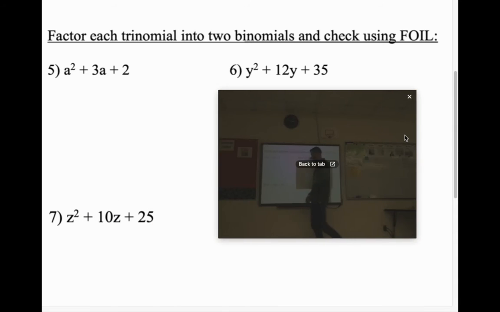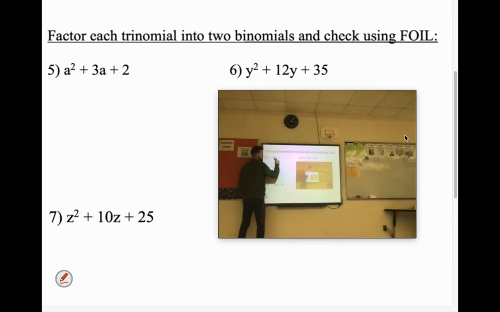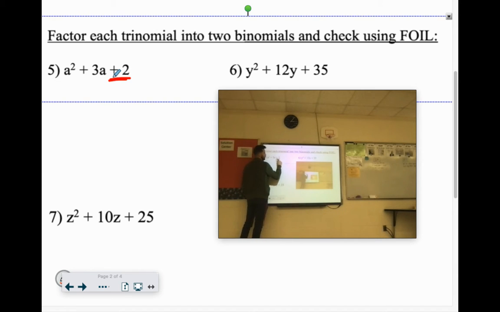All right, number 5. You look at the last number here, it's positive 2. If it's positive, they either both need to be plus or both minus. So they're going to add up to 3. The only factors of 2 are 1 and 2, and they happen to add up to 3. So it would be a plus 1 times a plus 2.